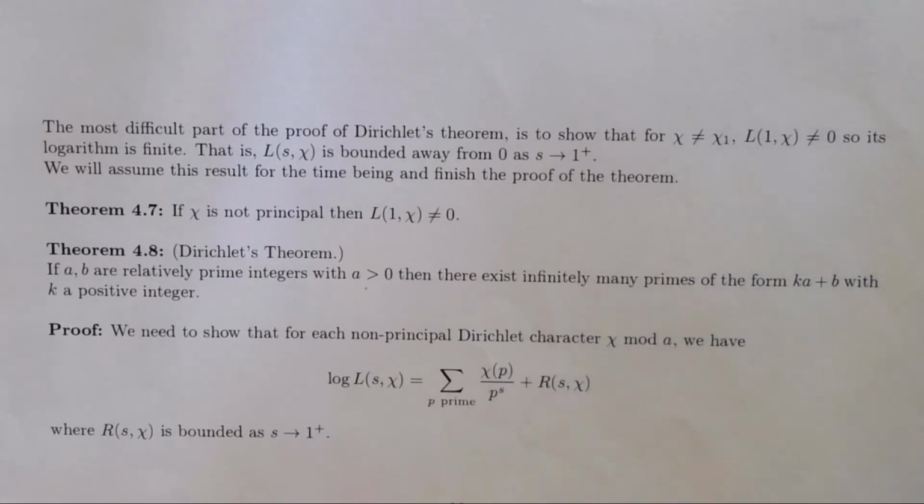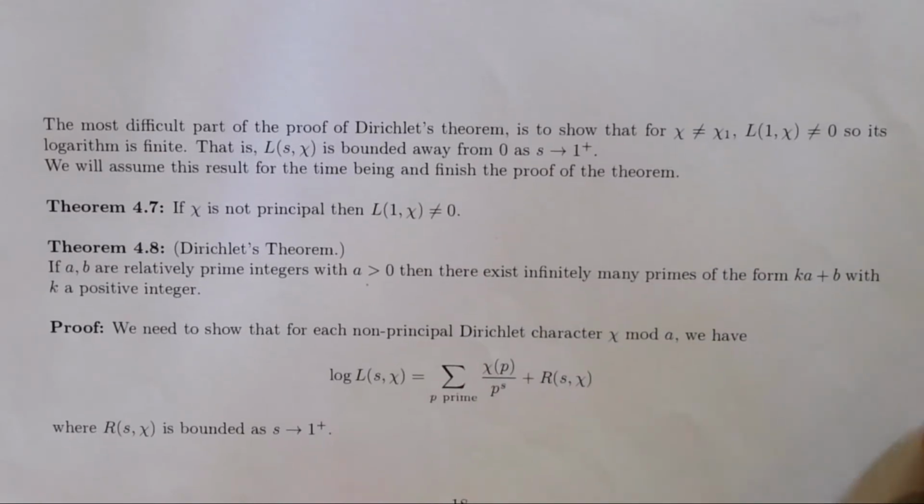The most difficult part of the proof of Dirichlet's theorem is to show that if you've got a non-principal character, then L of 1 and chi is not 0, so its logarithm is finite. That is, L of s and chi is bounded away from 0 as s goes to 1. In the earlier examples, we did this by just getting some bounds, writing out the series and fiddling around getting some bounds and showing it was bounded away from 0, but to do this in general is more difficult.